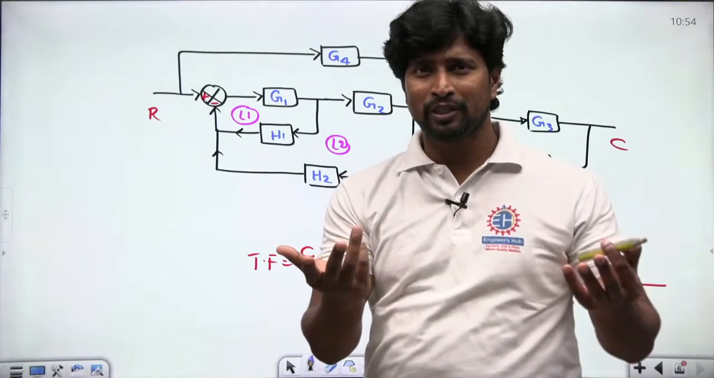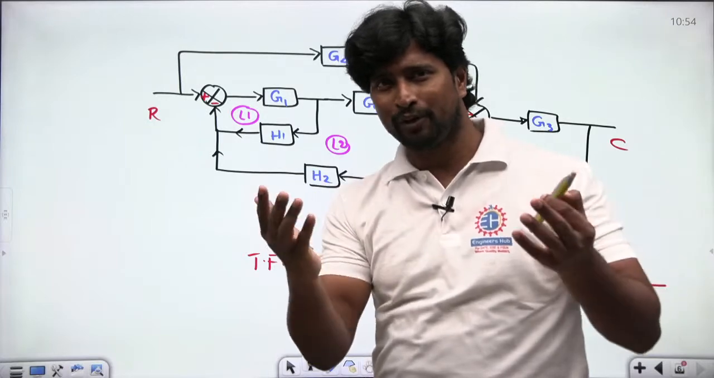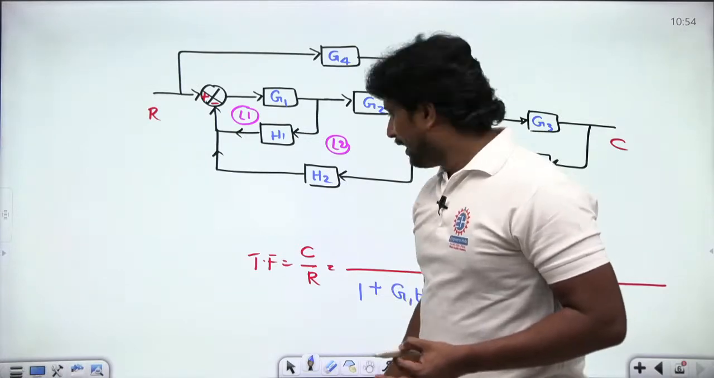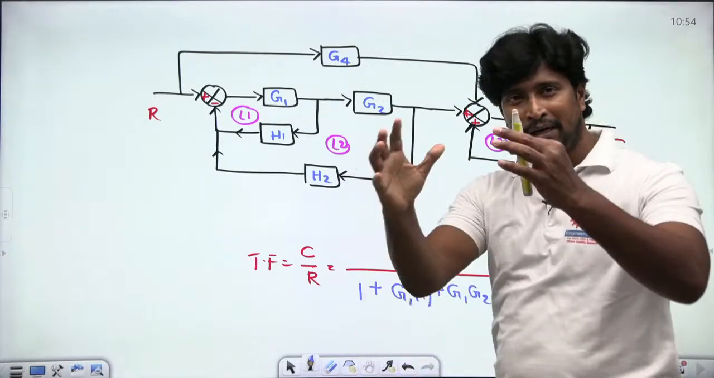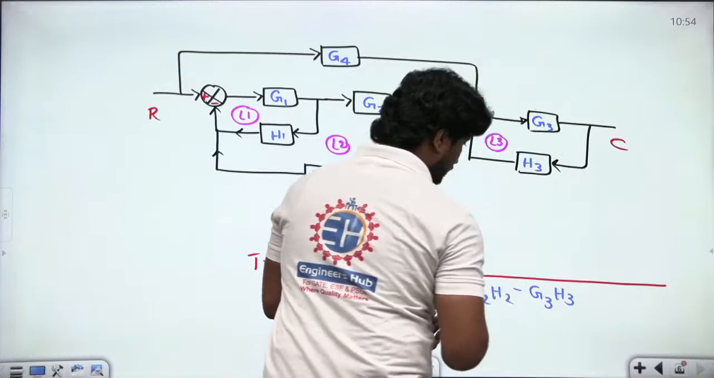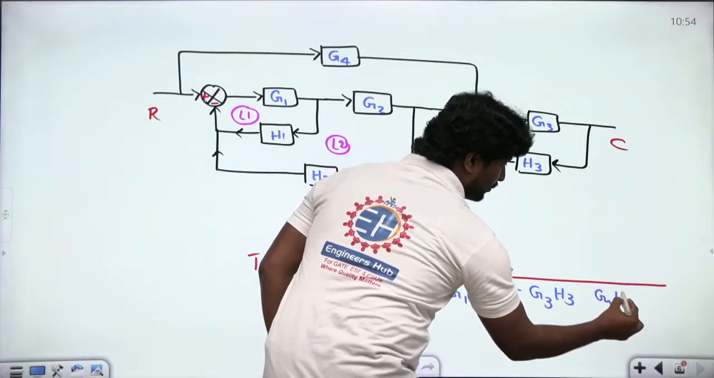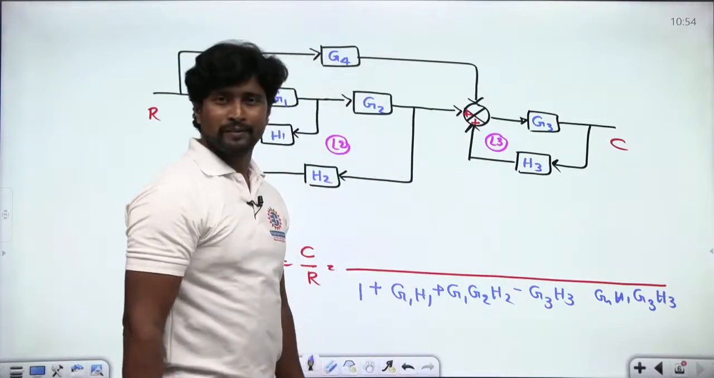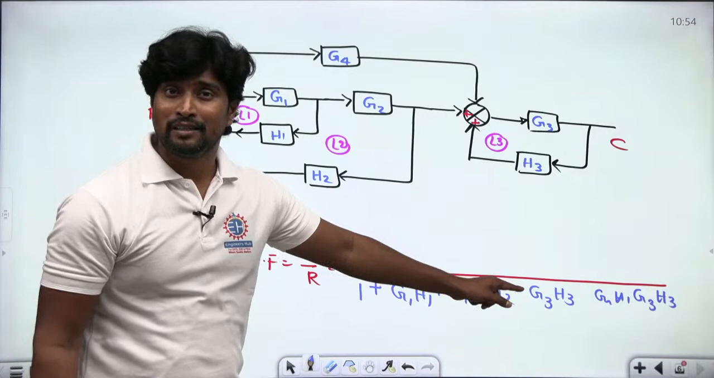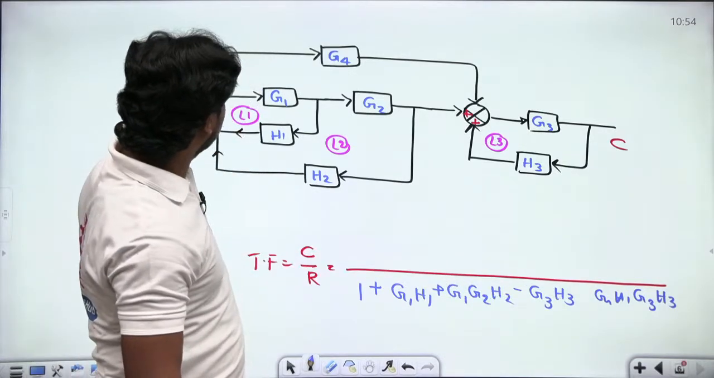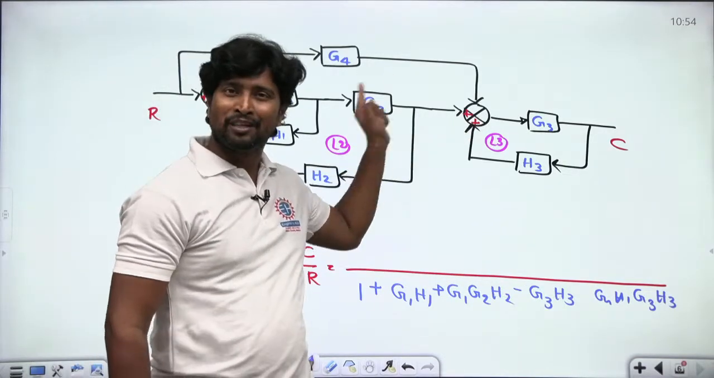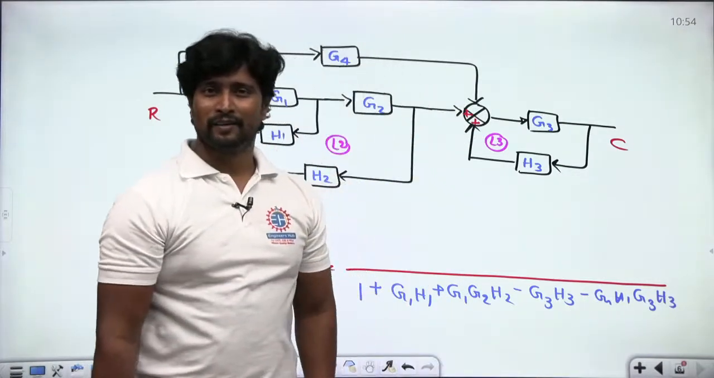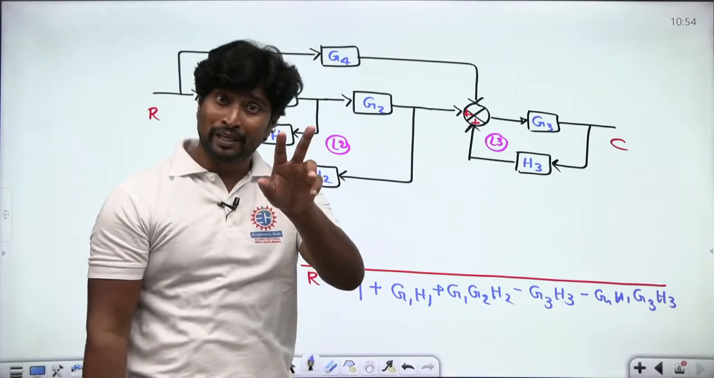How to achieve that one? Simple. Consider the product. Loop 1 equals G1, H1, and loop 3 equals G3, H3. Multiply both: G1, H1, G3, H3. And how to get the sign? It's very simple. Loop 1 sign is negative and loop 3 sign is positive. Minus into plus, minus, consider as it is. One pair is done.